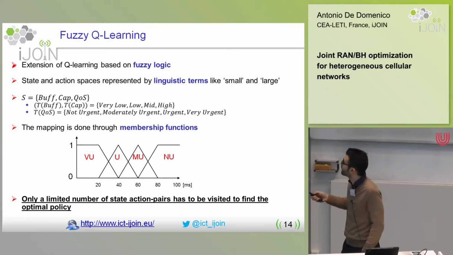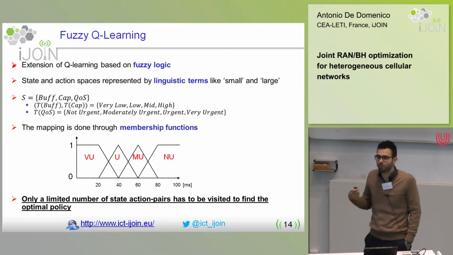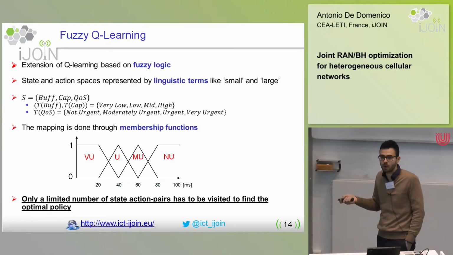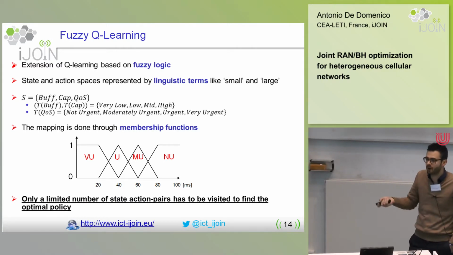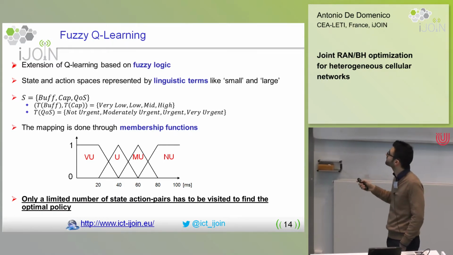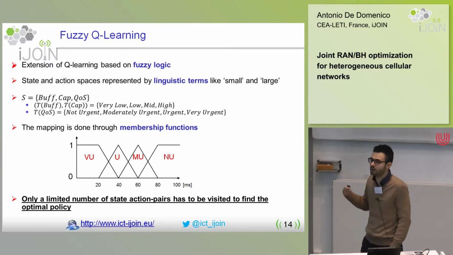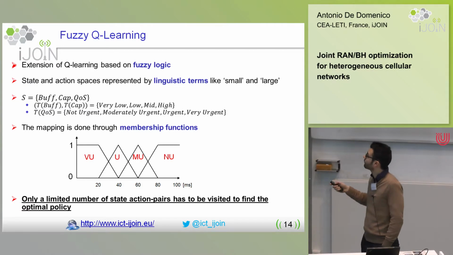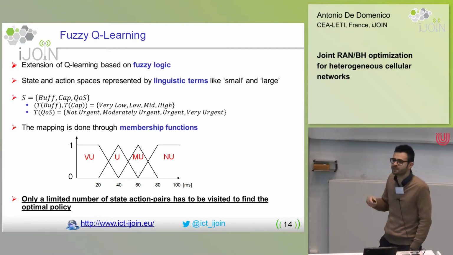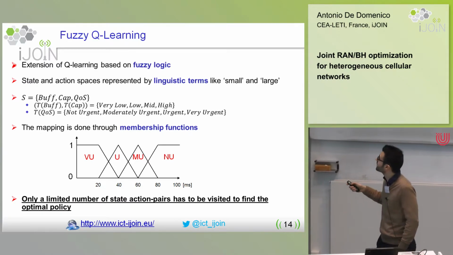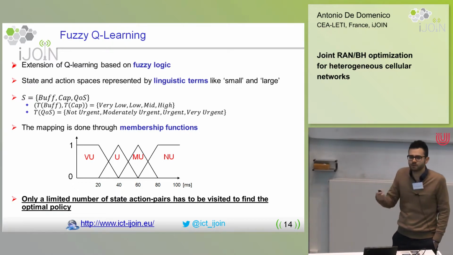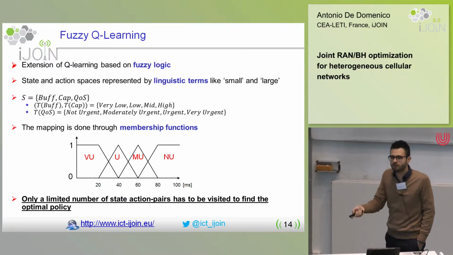So the idea was to use some fuzzy logic to reduce the complexity of this problem. In fuzzy logic, you use some linguistic terms to describe the variables of your problem. For instance, these linguistic terms can be like small and large. So in our case, if you have variables that describe the buffer status, the cell capacity, the quality of service, for the buffer and the capacity, you can just say the capacity of the cell is very low, is low, is high. You don't need to say the capacity of the cell is 50 megabit per second, 70, 80, 90, and so on.